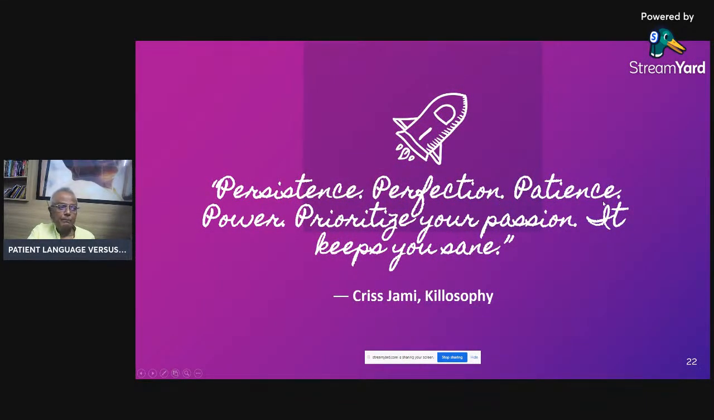Persistence, perfection, and patience. Power, priority, your passion, and keeping your faith. So with this, if you have continuity and persistence, you have perfection, you have patience, you get the power and you get the priority for your passions. What you want, you can get. Achievement comes from your persistence, your perfection, your patience, and your priority for your passions. With these things, I conclude this session today.